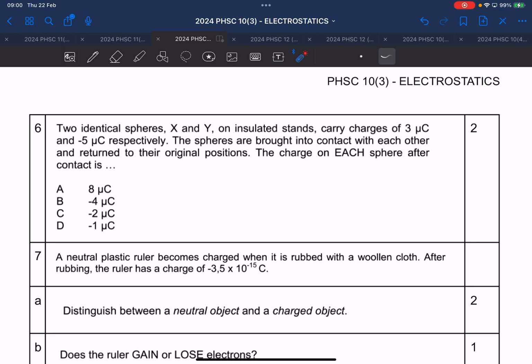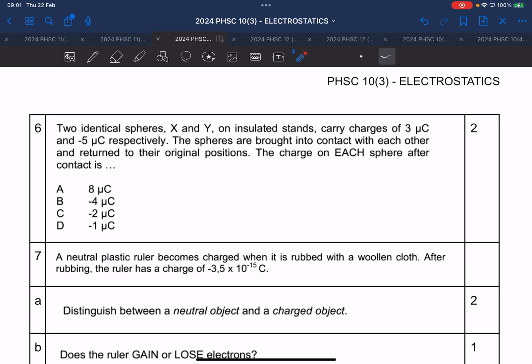Read the sentence. X and Y carry charges of that and that respectively. Right, so we will go on while she looks for it. The spheres are brought into contact with each other and return to their original positions. What happens when they are brought into contact?